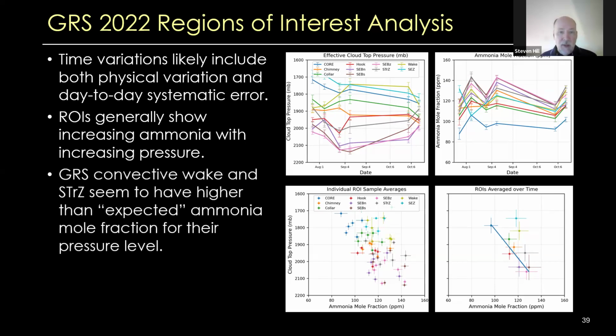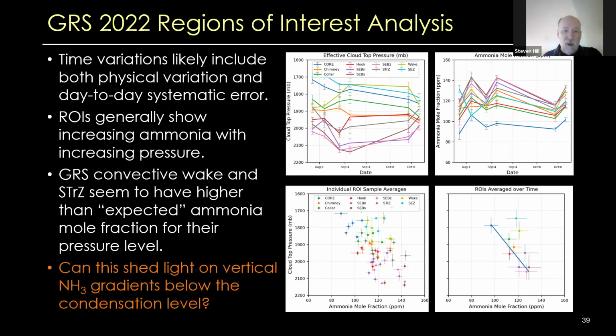And we also notice that there are a couple of points, such as the Great Red Spot wake in the South Tropical Zone, that seem to lie a little bit off of a general trend line, and that might be interesting. So we want to use this to try and shed some light on and investigate the vertical ammonia gradients below the condensation level.